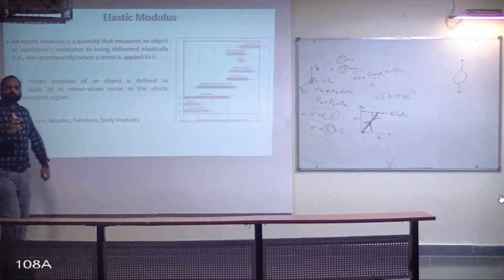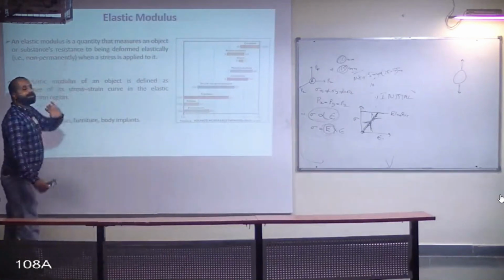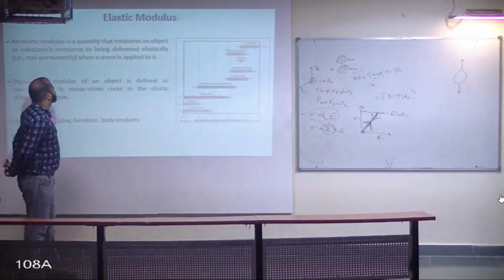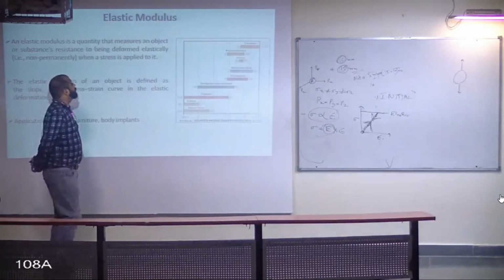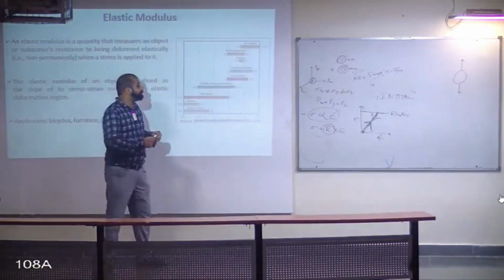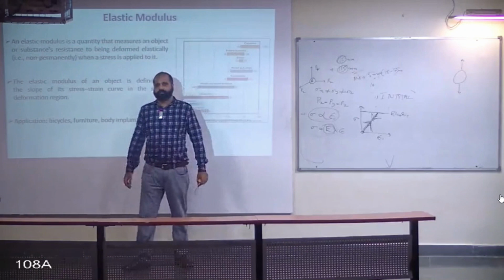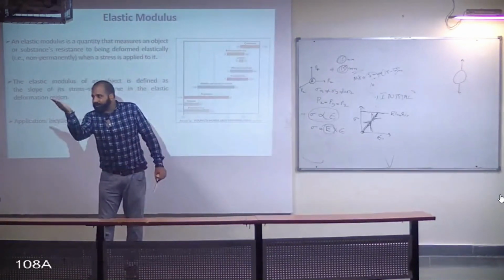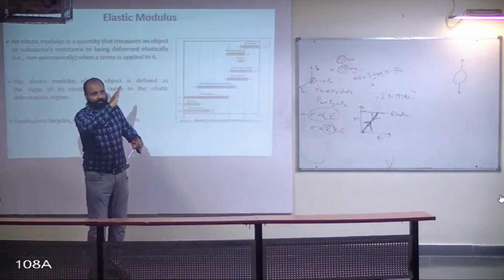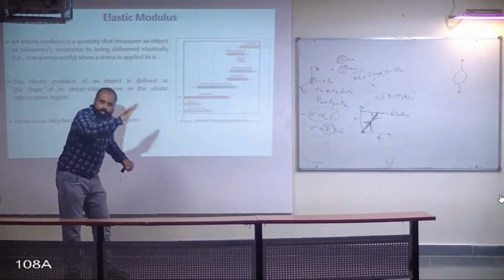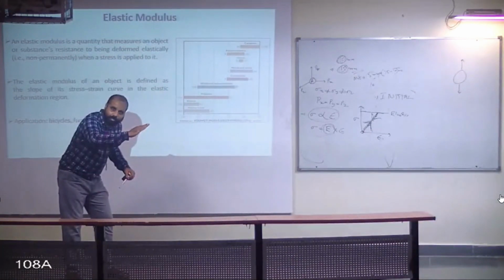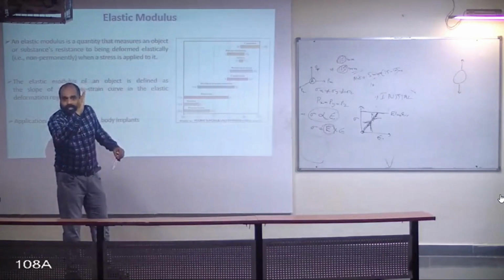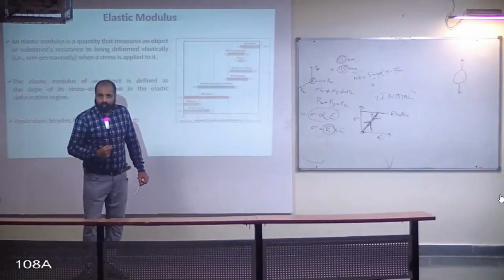So basically, what is elastic modulus? An elastic modulus is a quantity that measures an object or substance's resistance to being deformed elastically. Elastic modulus is nothing but the slope of the stress strain curve. It means if the slope of the stress strain curve is high, the value is high. Slope is low, value is low. So slope high, elastic modulus high. Slope low, elastic modulus low. ठीक है?